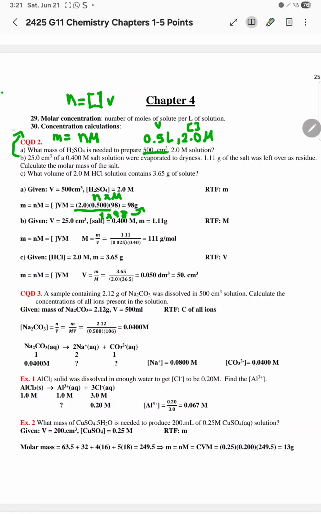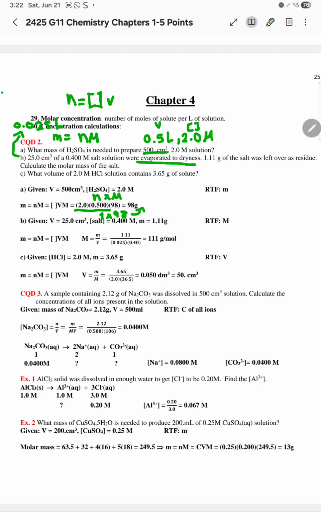Now, you have 25 centimeter cubed, which is 25 times 10 to the power of negative 3, aka 0.025 liters of 0.4 concentration salt solution. They were evaporated to dryness, and then 1.11 grams of the salt was left as residue. So what are they asking? They're asking for the molar mass of the salt. Now, we need to find the moles of the solution given.